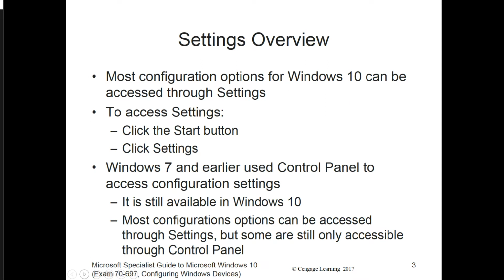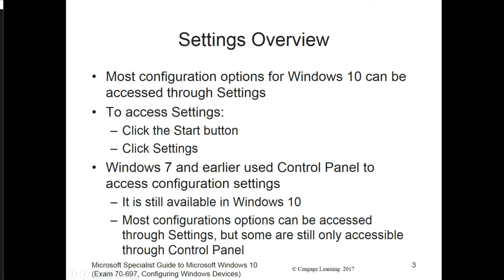So, settings, an overview of it. Most configuration options for Windows 10 can be accessed through the settings. And all we have to do is click on the Start button down at the bottom, Start menu, and then click Settings. In Windows 7 and earlier versions, they use Control Panel, and I talk about that in class, how much I miss Control Panel and how much I rely on it. And I still love to get into Control Panel. But now the easiest way is to jump into Settings, but the Control Panel is still available in Windows 10. Most configuration options can be accessed through Settings, but some are still only accessible through the Control Panel. So that just explains why I love that Control Panel so much.